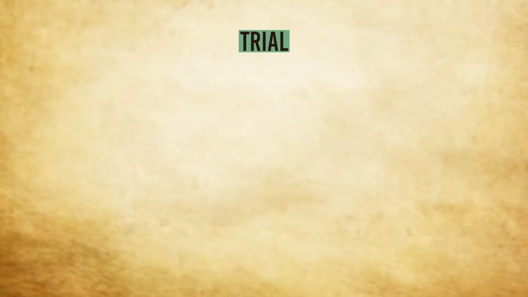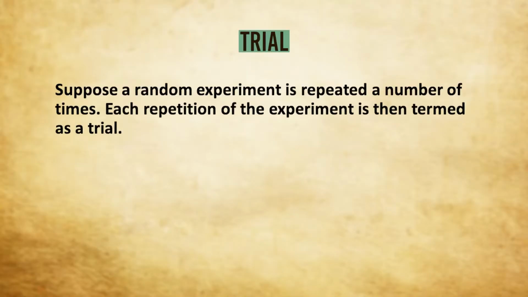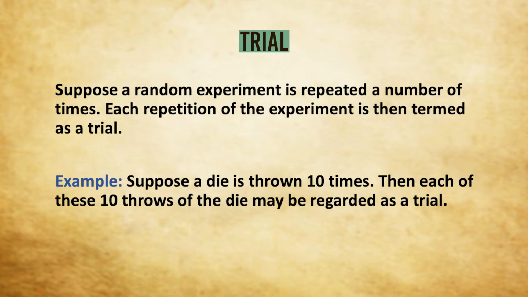First, we shall talk about trial. What is a trial? Suppose we repeat a random experiment sometimes, a number of times. Then each repetition of the experiment will be called a trial. Suppose we throw a die 10 times. That means the random experiment of throwing the die is being repeated 10 times. Each repetition of the experiment will then be termed as a trial.